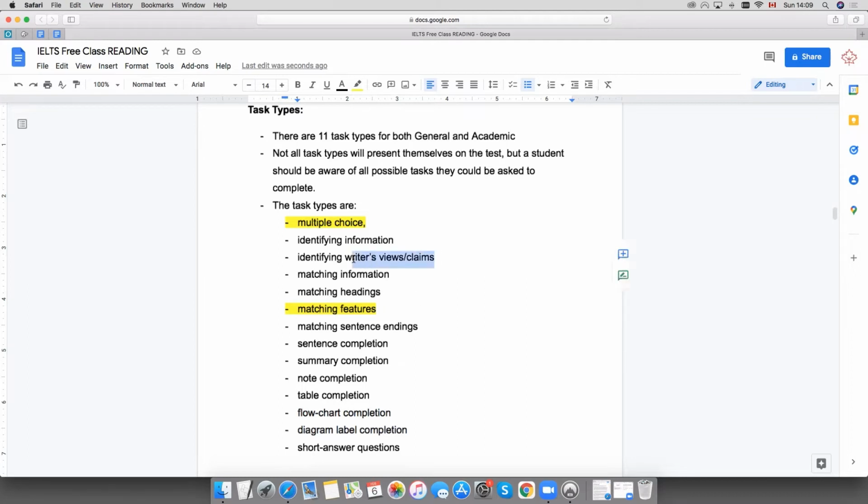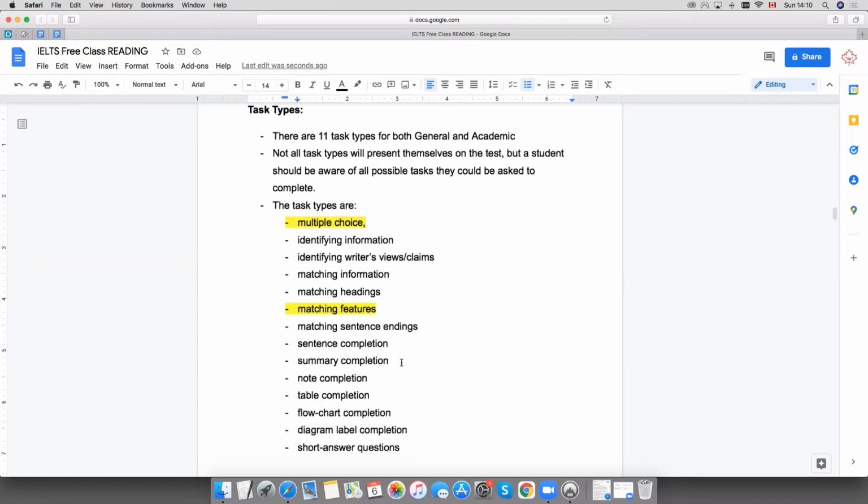In the past, some of you have mentioned that identifying the views or claims of the writer has been difficult for you. And that's very reasonable, but the strategies that we talk about today are going to help us satisfy those kinds of questions. Something that I would like you to focus on are these kinds of task types that we don't often see. If we're studying for the IELTS, especially the academic IELTS, I'm assuming that most of us have been to college or university.